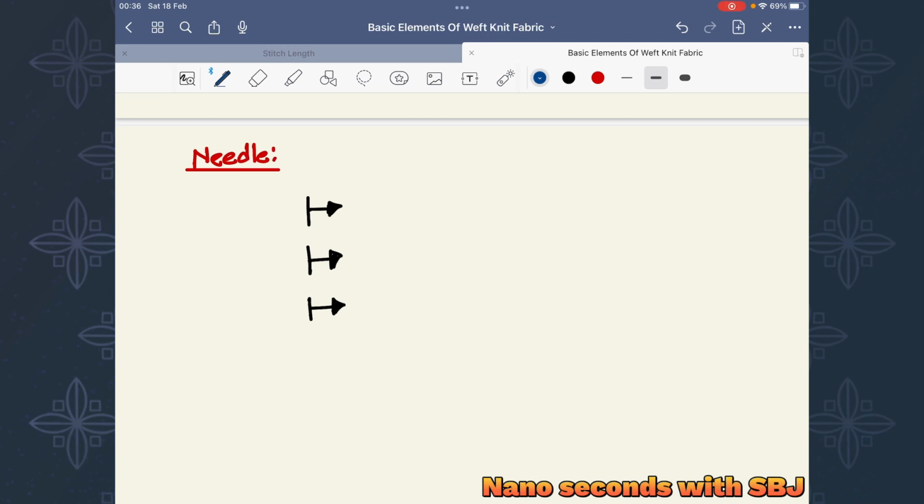There are three kinds of needle. Number one is latch needle, number two is bearded needle, number three is compound needle. Latch needle and bearded needle are the conventional needles, and in modern machines the compound needle is widely used.